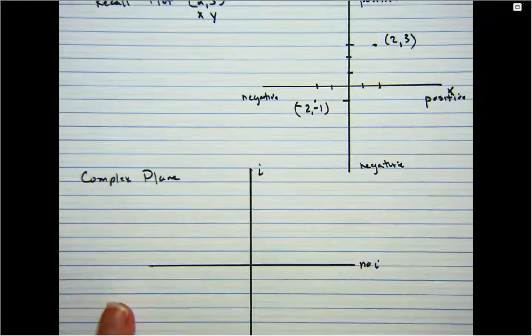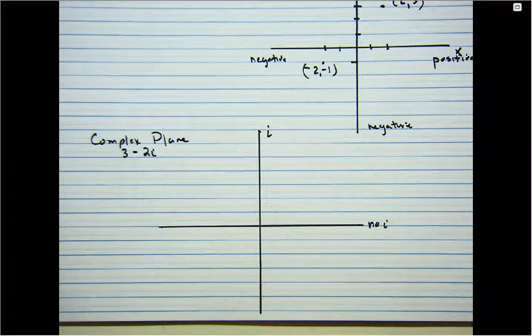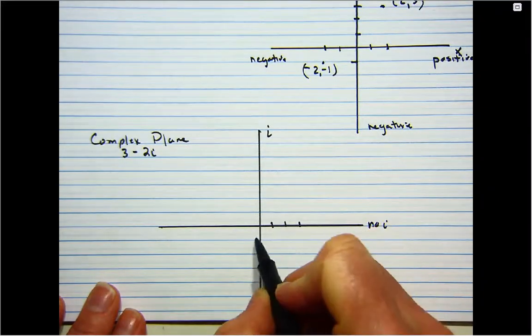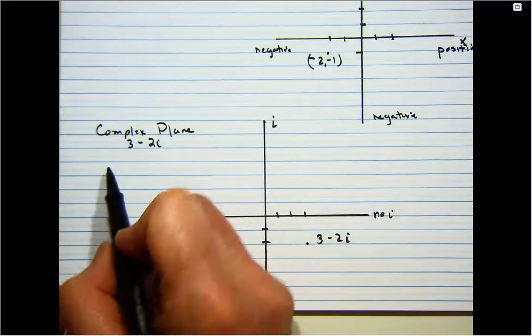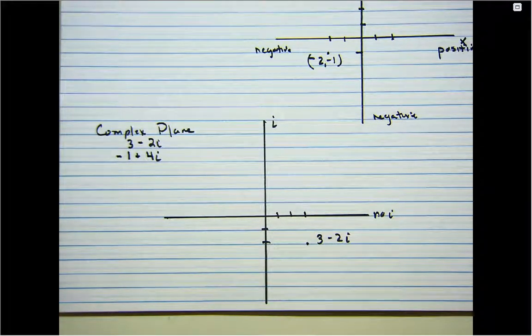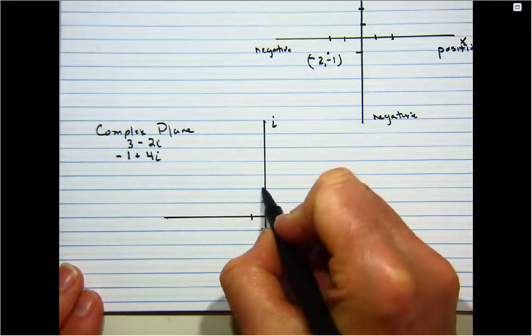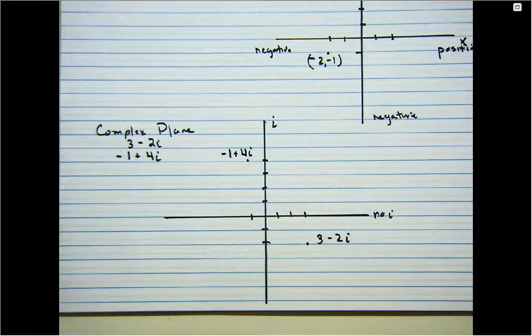Okay. So if we wanted to plot the number 3 minus 2i, the 3 would be on the horizontal axis, and then the -2 would be on the vertical axis. So you go right 3 and down 2. You have 3 minus 2i. Or suppose we take -1 plus 4i. Okay, so the negative 1 is the part without the i, so you go left 1 and up 4. So all the points that we see plotted on the Julia set and the Mandelbrot set are plotted in the complex plane in this way.